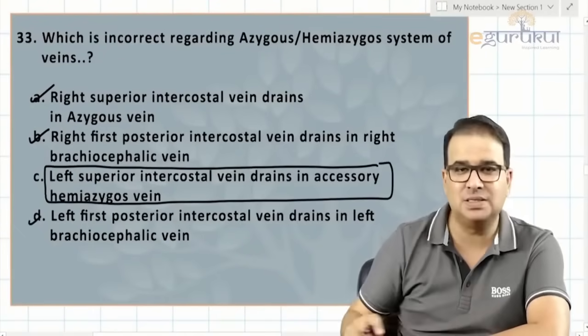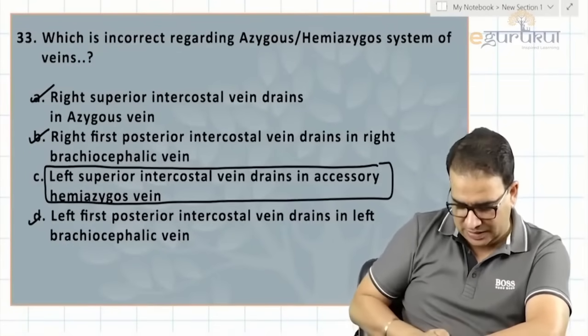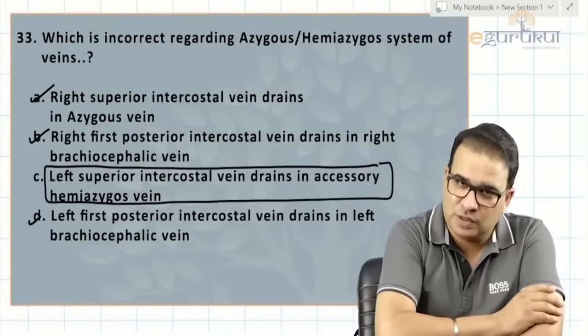So the answer to this question is C. Left superior intercostal vein drains into accessory hemiazygos is not correct. It drains into the left brachiocephalic only.